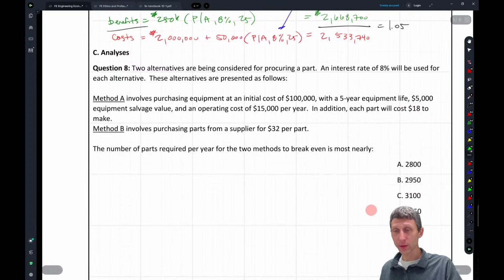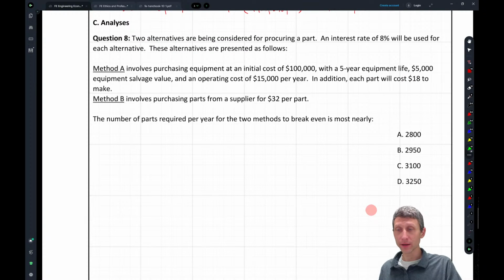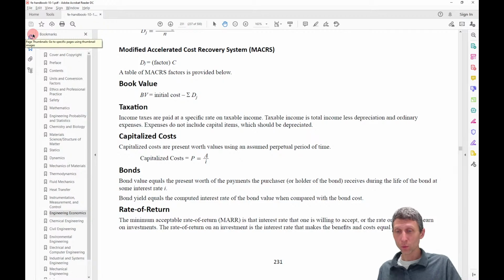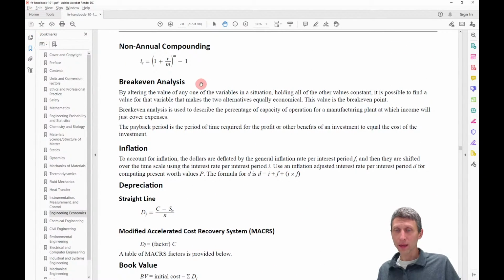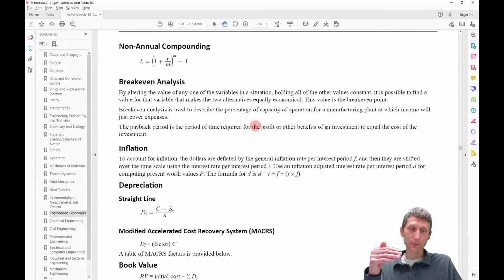Let's go. We got 2 questions left. And here, question 8, we've got 2 alternatives considered for procuring a part. So this is another one of those analyses, but if we come back to the reference handbook, one of the analyses here that I think I saw was a break-even analysis. And basically what we're saying here is, where do we break even? What do we need to do to make this equal? There's a couple different types of break-even points, but one is like, what's the payback period? What period of time to finally get to profit?